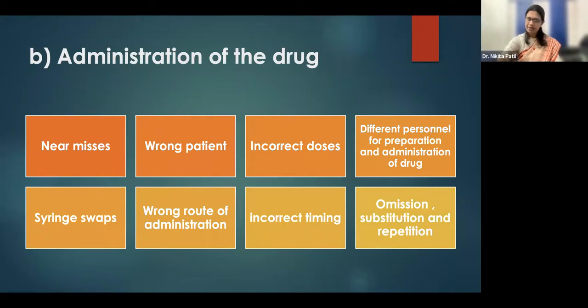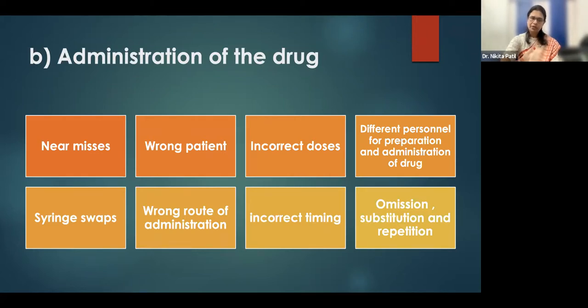Wrong patient. Again, the same example can be quoted here. Prabhakar Shinde and Pramod Shinde. Wrong person, wrong patient. Incorrect doses, particularly in pediatric cases or in the calculation. Drug personnel for preparation and administration of the drug. Yes. Sometimes when we are in a hurry or we have to hold the mask, there is another risk, then we tell the assistant, inject this drug. I would suggest here, we all know that it is better to aspirate and then give them to inject. Syringe swaps are very common if they are not labeled.